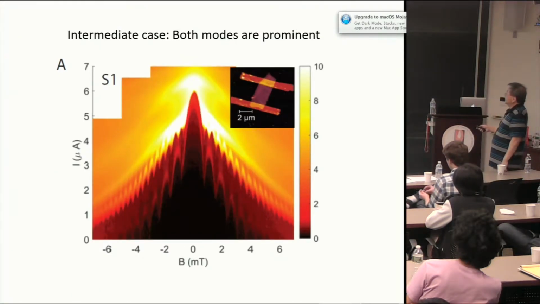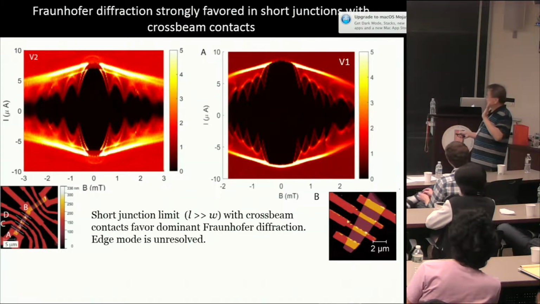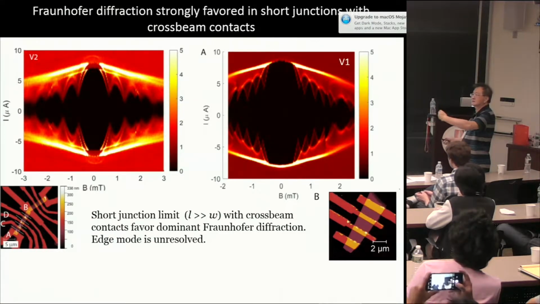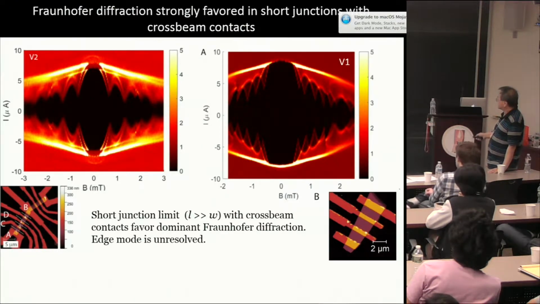Here's the intermediate case where both are prominent. This is a very tiny crystal, the very first one I showed you, and both modes are equally prominent. Now, the other extreme, where I try to maximize the Fraunhofer pattern, which will tend to mitigate against the fast mode, is the short junction limit. So the supercurrent has very little distance to cover. It has a transverse extension, so the phase is uniform across here, and then you see the very prominent Fraunhofer diffraction. So this is similar to tungsten telluride.